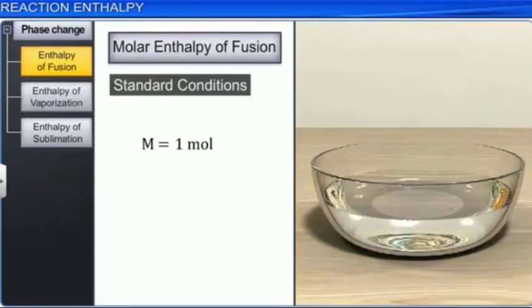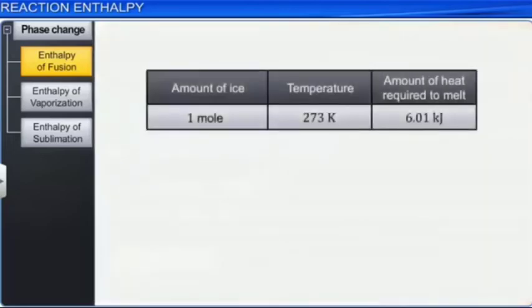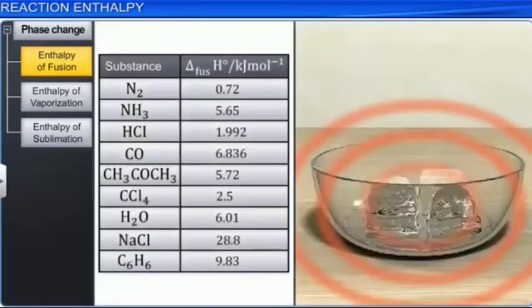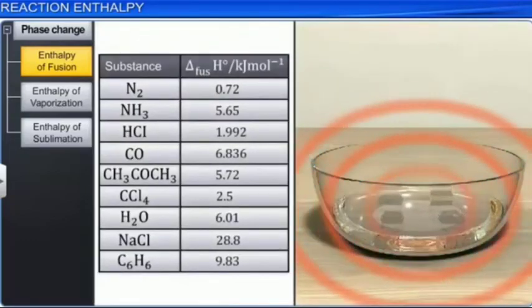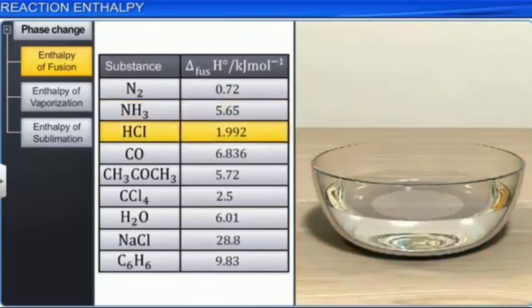It is also called the molar enthalpy of fusion and is represented as delta fusion H naught. For example, the amount of heat required to melt 1 mole of ice at 273 Kelvin is 6 kilojoules. Thus, we can say that the molar enthalpy of fusion of ice is plus 6 kilojoules per mole. As the melting of a solid is an endothermic process, all enthalpies of fusion are positive.